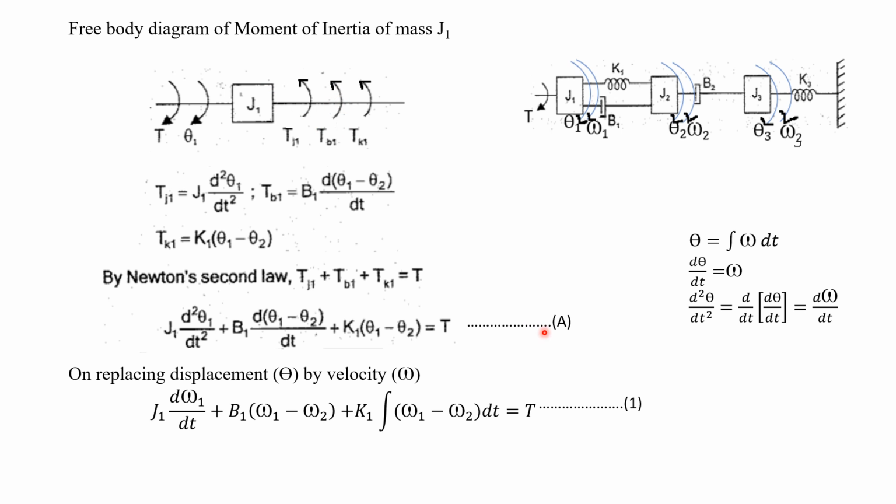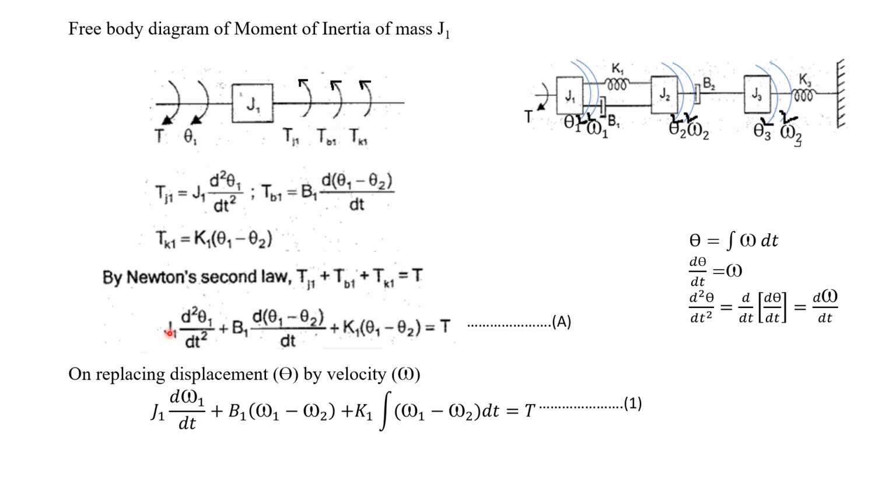Okay. Now what we have to do? Similar to the electrical analogy of mechanical translational system, here we are going to replace each and every theta by means of omega, because we are considering the output as the rate of change of displacement, that is nothing but angular velocity, omega. So now this equation is in terms of theta. Now we are going to replace this by omega. On replacing displacement theta by omega, we have to use this formula. This formula we know, isn't it?